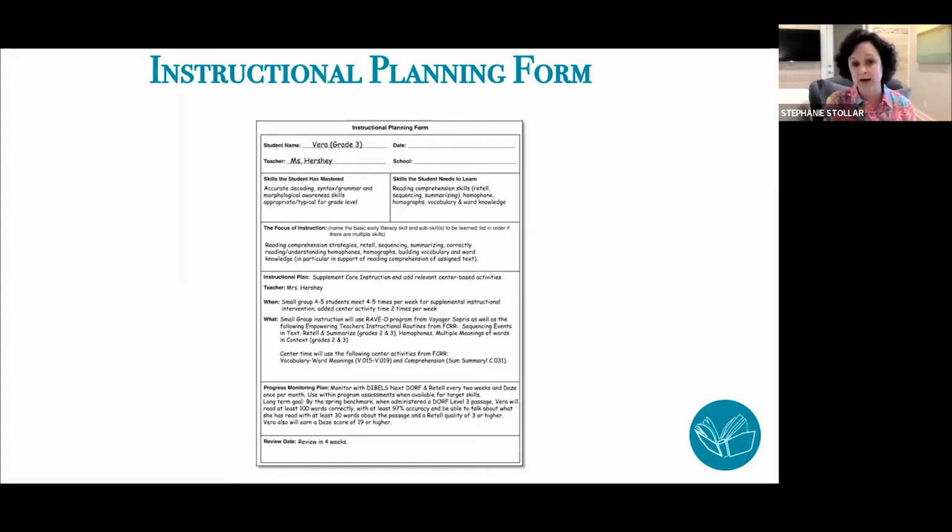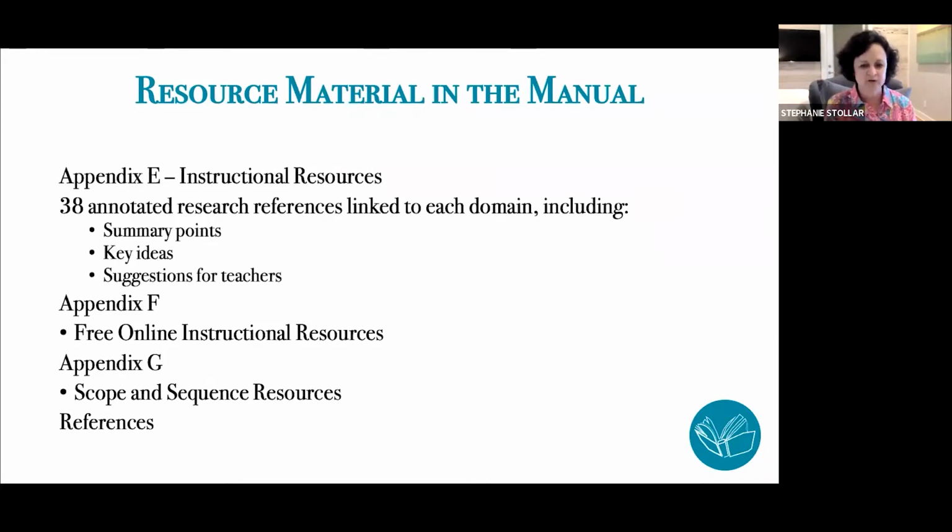Documenting all of this in writing is really helpful in terms of collaboration across different professionals who are working with the student, and in terms of documentation as the student goes to the next grade, or if they move to another school. So in addition to that planning form in the assessment manual for Acadience Reading CFAL, there are a lot of excellent resources. I tell people, this is one of those test manuals that you actually could read cover to cover. It's chock full of really helpful information. One of the appendices that I would draw your attention to is related to instructional resources. There are 38 annotated research references that are linked to each of those 7 domains.